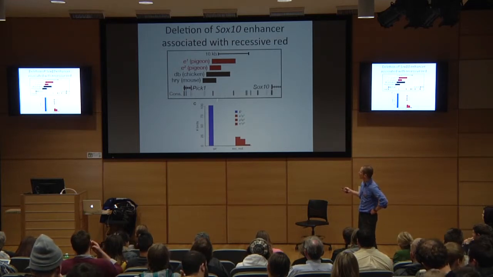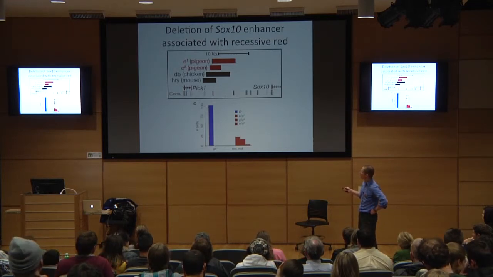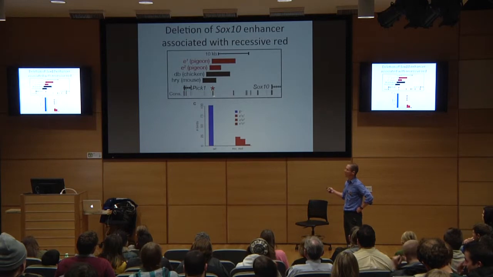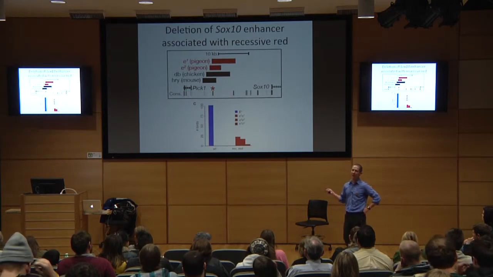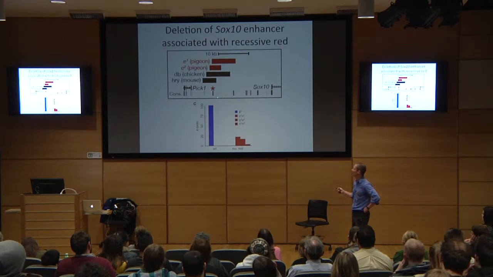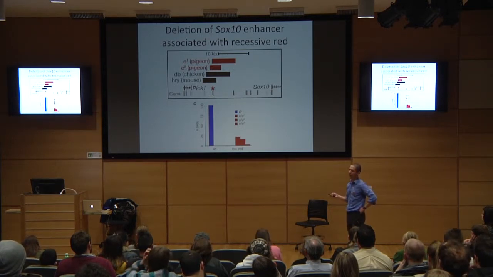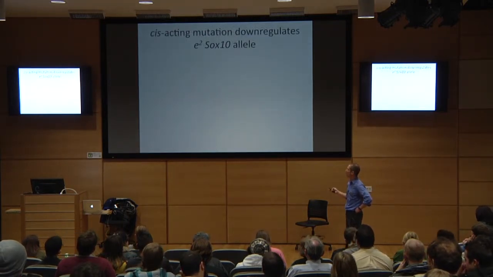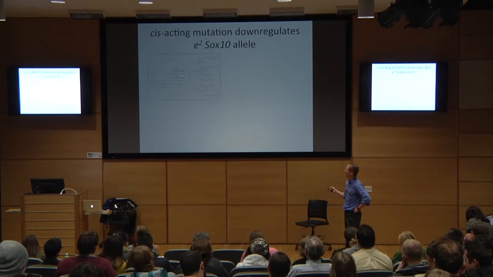And if you notice, they all line up above this one highly conserved region, there we go, that has this asterisk here that's been shown to drive SOX10 expression in pigment cells. And so what we think is that this deletion, by removing this enhancer, is causing SOX10 to be turned off in recessive red pigeons.